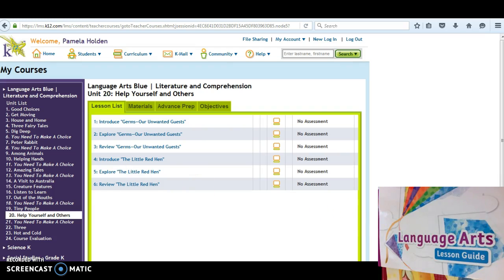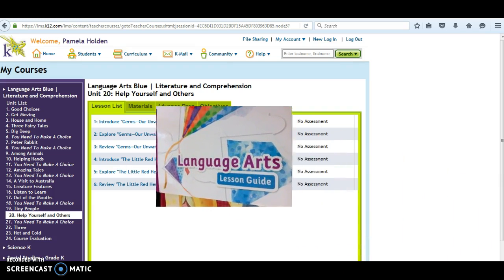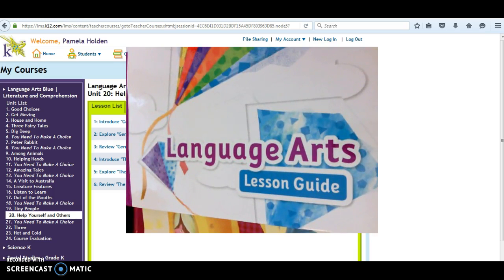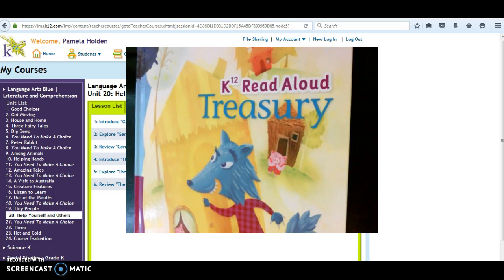At this point, we're going to gather our materials. You will need your Language Arts lesson guide. I will start on Literature and Comprehension, page 439, and I will also show you the lesson guide online if you choose to use the lesson guide online. You will also need the K-12 Read Aloud Treasury book, which is where our story, The Little Red Hen, will be located. So I'm going to pause now and give you a chance to gather all of your materials, and then we will start with lesson 4.